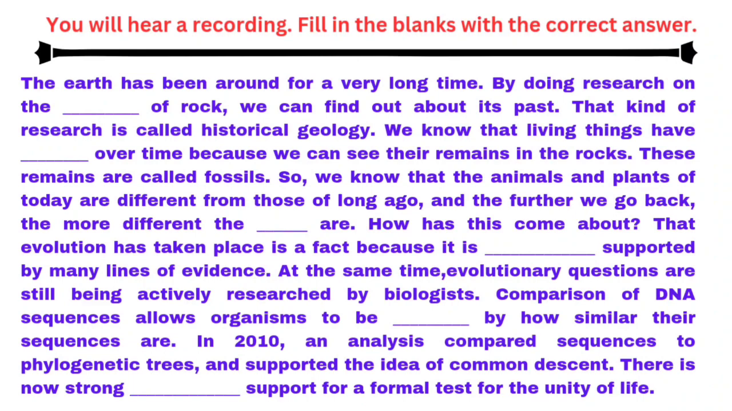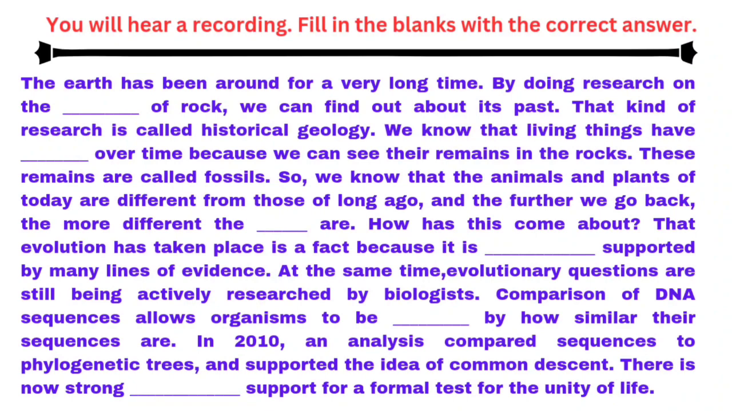So, we know that the animals and plants of today are different from those of long ago, and the further we go back, the more different the fossils are. How has this come about? That evolution has taken place is a fact because it is overwhelmingly supported by many lines of evidence. At the same time, evolutionary questions are still being actively researched by biologists.